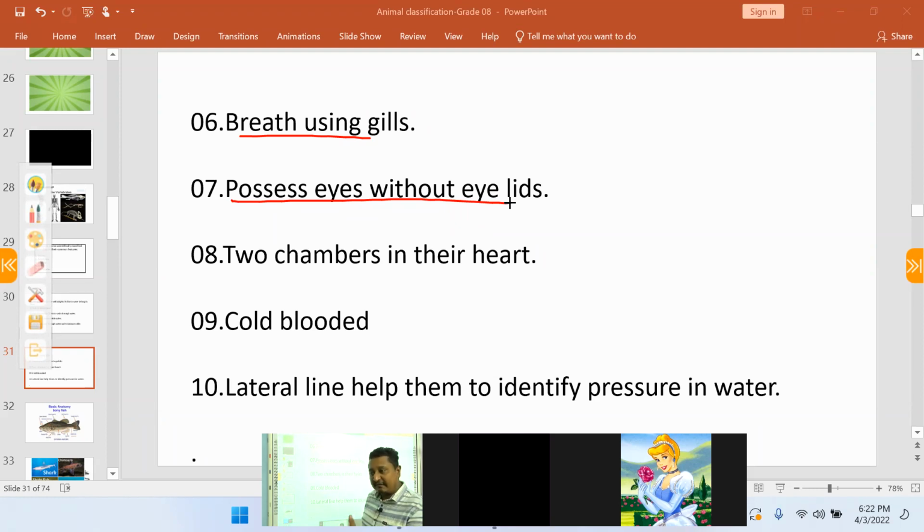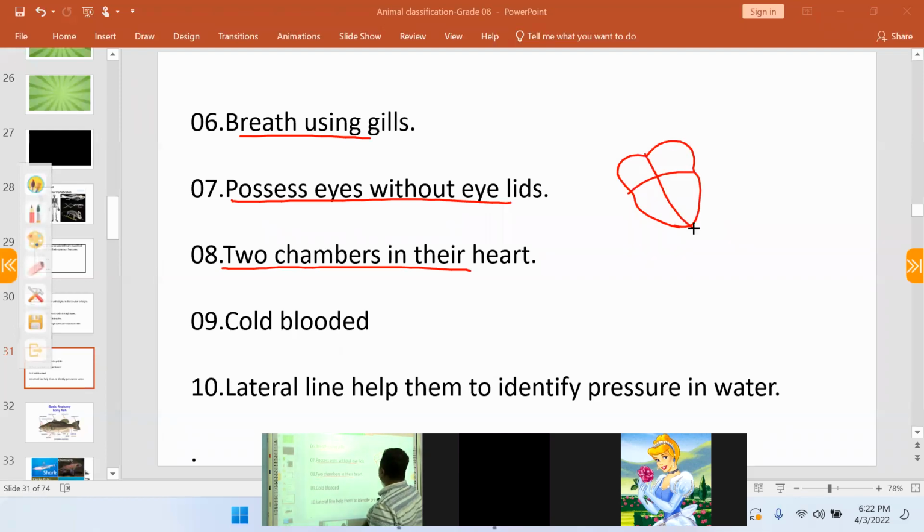Please check the fish in your fish tank at night. Two chambers in their heart. This is our heart, I mean the human heart. We have four chambers. අපේ තියෙන්නේ කුටීර හතරක්. But they have only two chambers. උන්ගේ තියෙන්නේ chambers දෙකයි. They have a heart like us, but only two chambers.